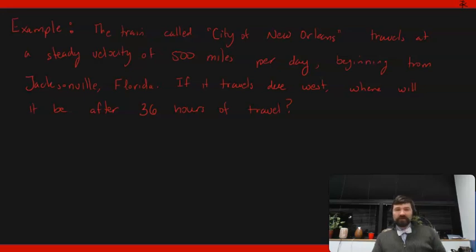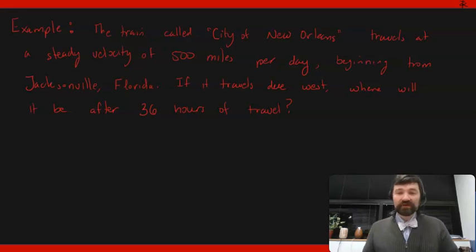We could work a very short example to finish these notes for the day. All right, the train called the City of New Orleans travels at a steady velocity of 500 miles per day, beginning from, let's say, Jacksonville, Florida, which is a city that is very, very far to the east in the United States, relatively speaking. Now let's say that it travels due west for 36 hours. Where will the train be?